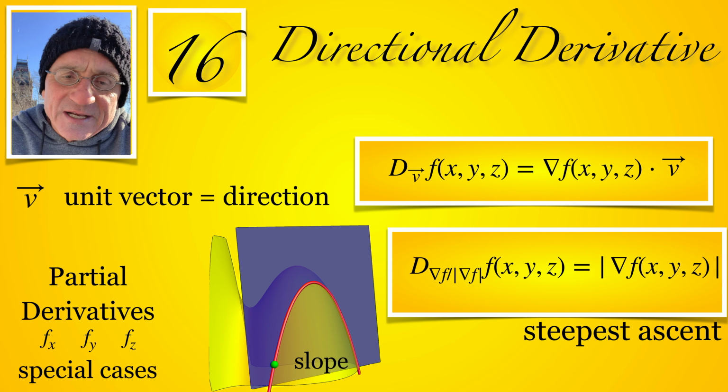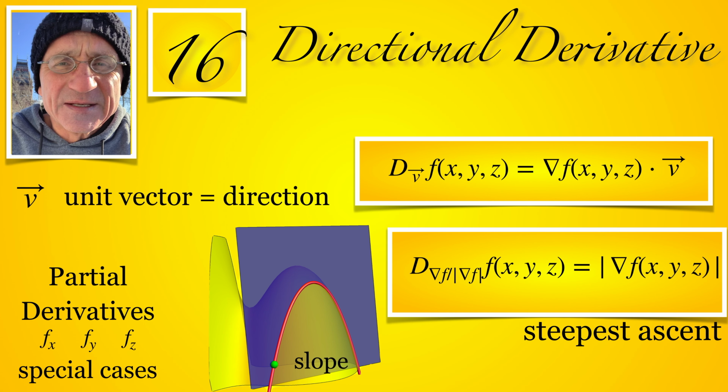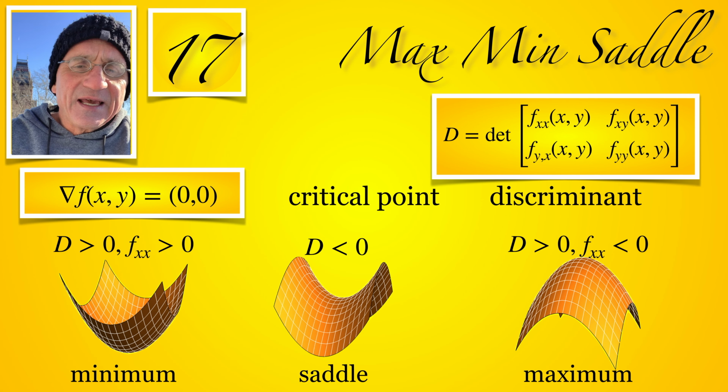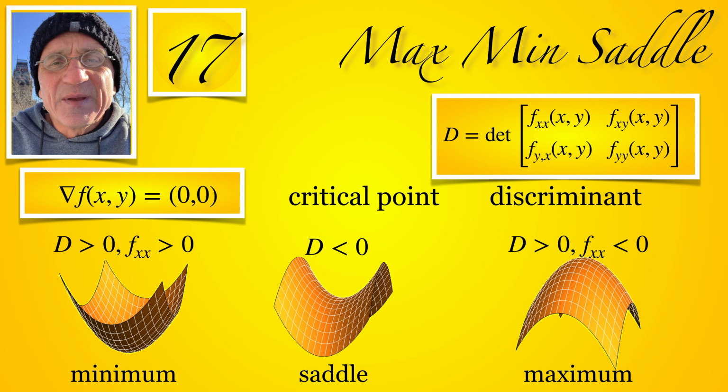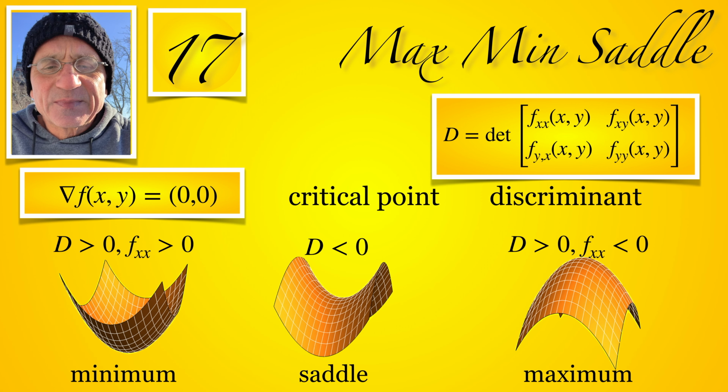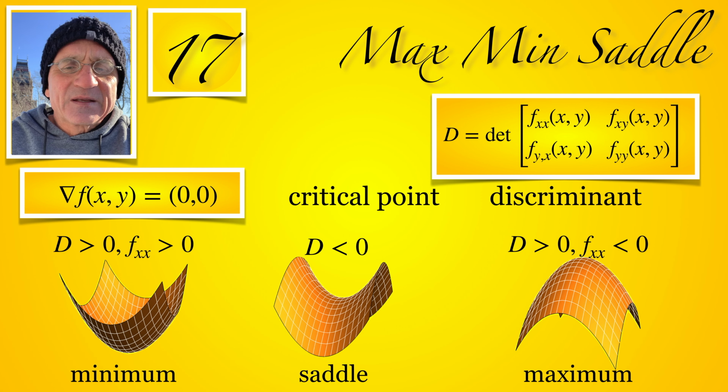Special case, and the gradient direction is the direction of steepest ascent. The second derivative test allows in many cases to decide whether a critical point is a minimum, a maximum, or a saddle point. An important role in that test plays the discriminant D. The three basic cases, minimum, maximum, or saddle point, are displayed here.